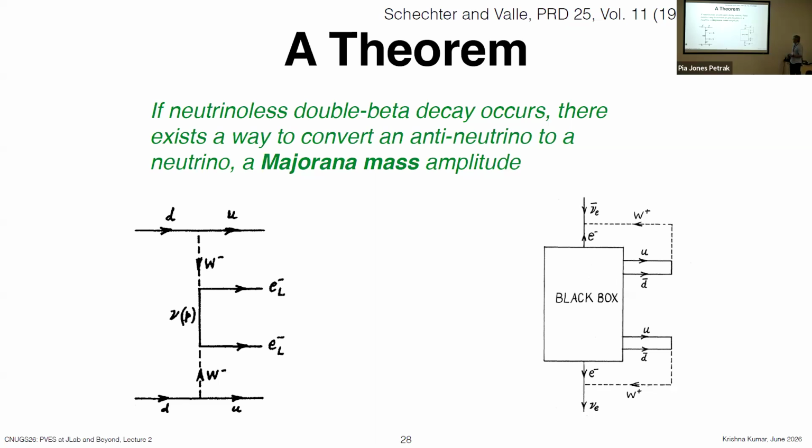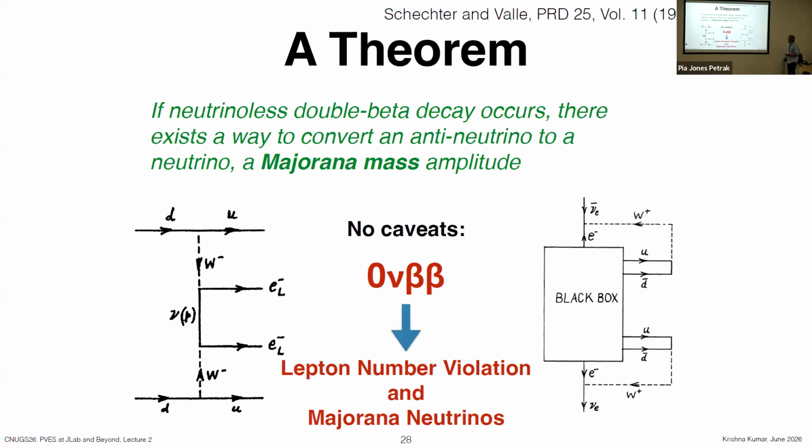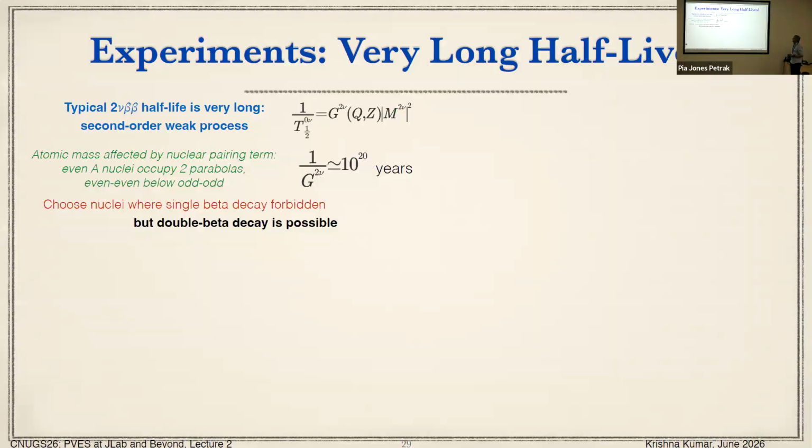Okay? So it's very important to remember this black box, because one of the exciting things for theorists is the fact that it's unlikely that you just have this so-called Majorana mass term for neutrinos in double beta decay, because there are all kinds of new mechanisms you need for mass generation, Majorana mass generation, and that will generate a much more complicated black box. Okay, so no caveats. If you see neutrinoless double beta decay, you have proven neutrinos are Majorana. Okay, so now experiment.